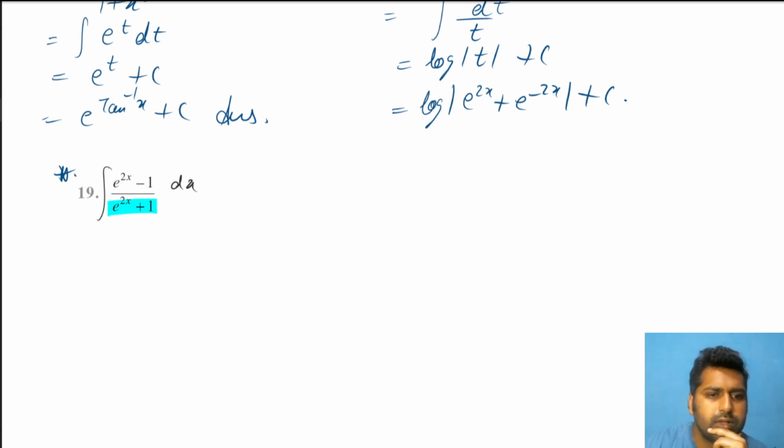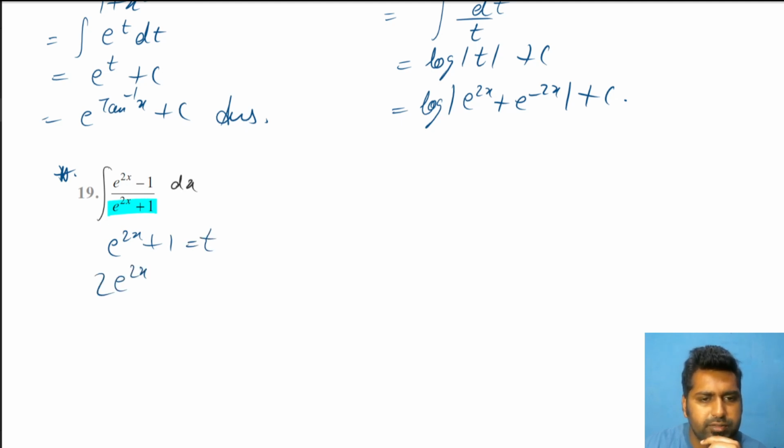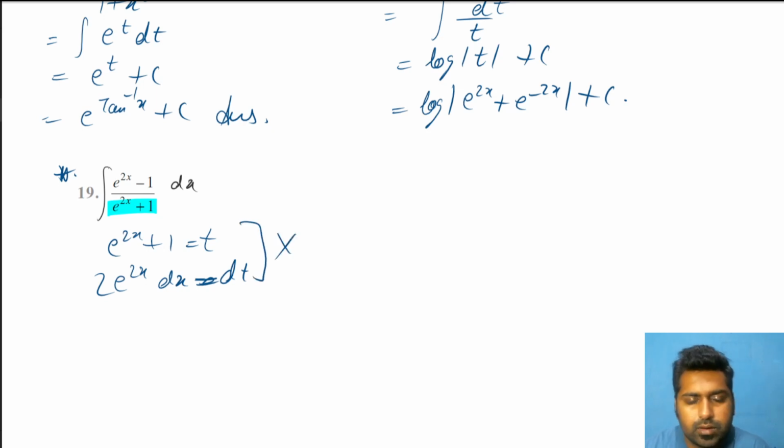If we take e raised to power 2x plus 1 as t, the differentiation of this is e raised to power 2x into 2, 1 differentiation is 0, so this is dt. So this part is present, but minus 1 is not present here, so you cannot take the whole numerator as dt. So this substitution is not working. What then?